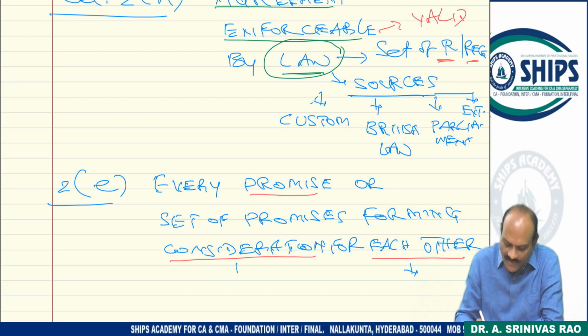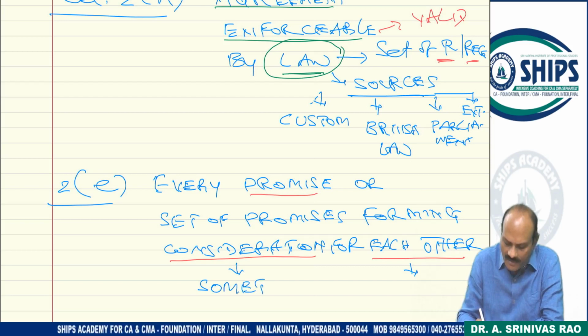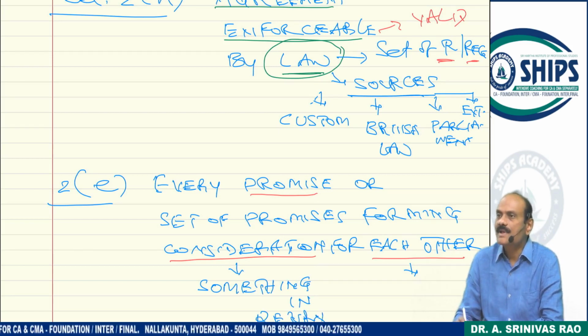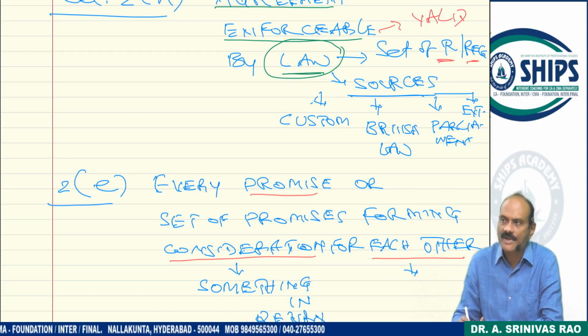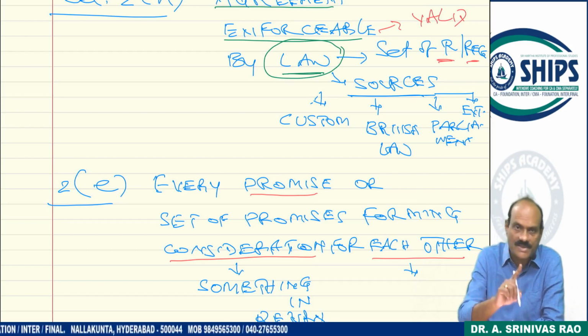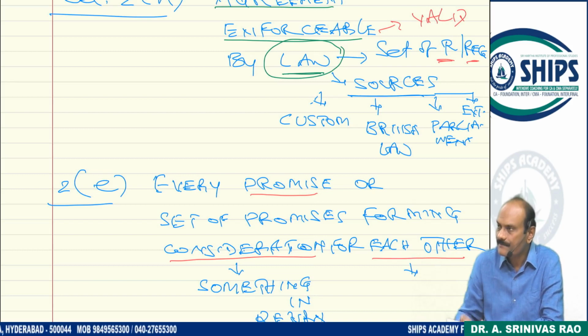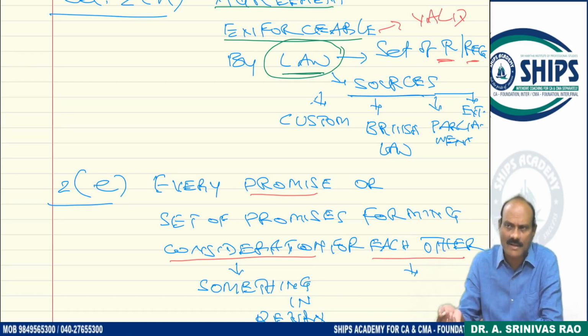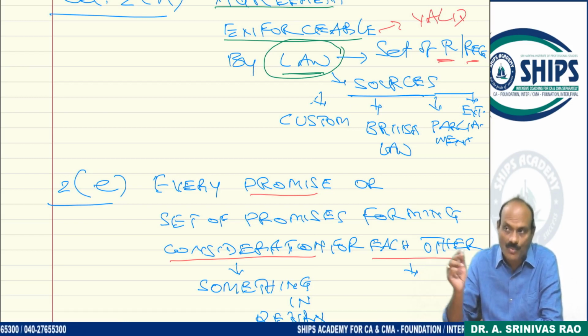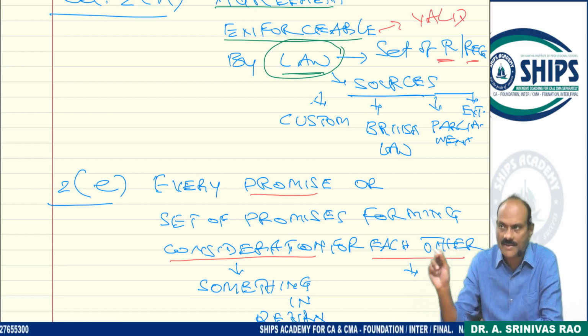Second one, there must be consideration. What is consideration? This is again important for fill in the blanks. Something in return, some benefit, some advantage, moving from one person to another person. You go to a nearby shop, buy a mobile. In return for the mobile, you gave the money. The seller, in return for the money, gave the mobile. Something in return, some benefit, some advantage, moving from one person to another person.